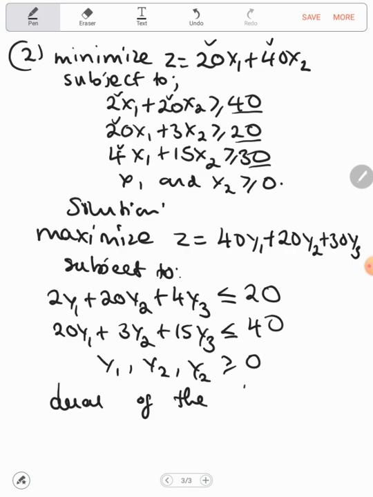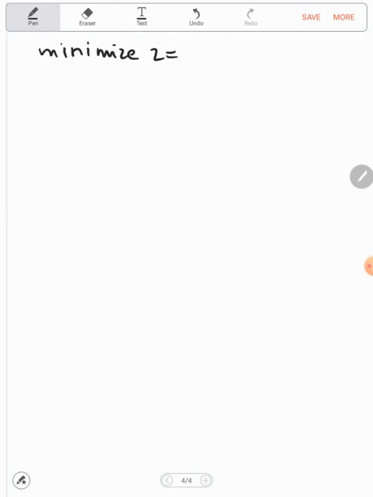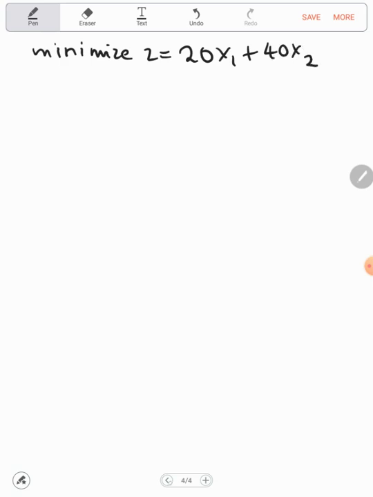Dual of the dual. Let's take a look at what will happen using this same example. Okay, so this is maximize z equal to 40y1 plus 20y2 plus 30y3. If we had to change it, it would be minimize z equal to, so we look at the number of variables that we have in our constraints. There are 2. This is 20 and 40, so this will be z equal to 20x1 plus 40x2.